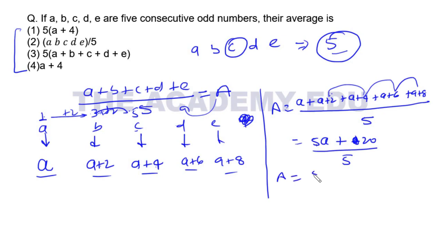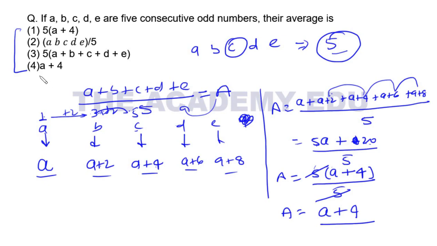Take 5 as the common. So here we are left with A, and here, if you take the 5 common, divide by 5, you are left with 4. Whenever we take common, it means we divide, so divide this by 5, divide this by 5. And 5 here, this one. So 5, 5 cancel. What is the average now? A plus 4. Is it in the option? A plus 4? Yes, A plus 4 is in the option. So this is the answer.